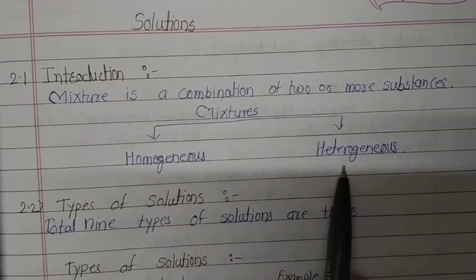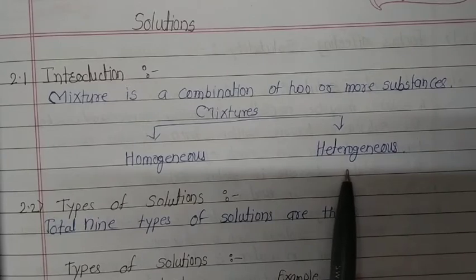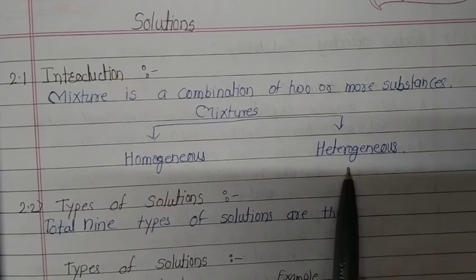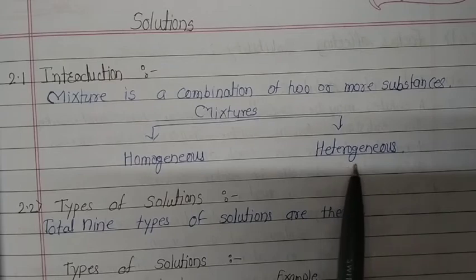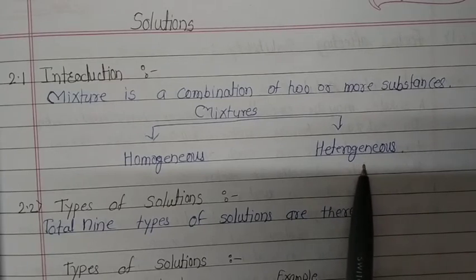Now for heterogeneous solutions, a solution consisting of two or more phases is called a heterogeneous solution. The example for this is a colloidal solution of starch.